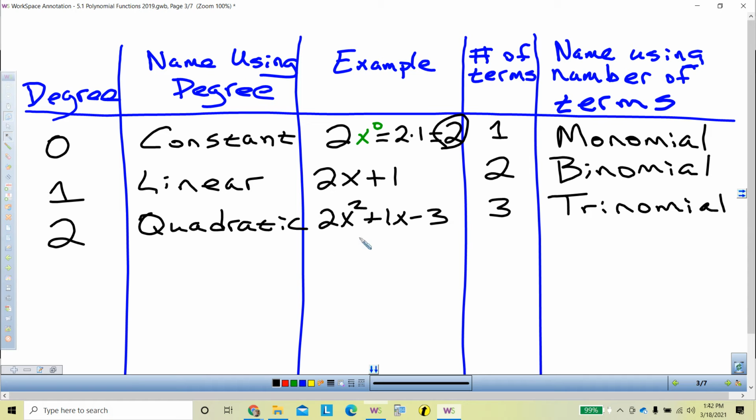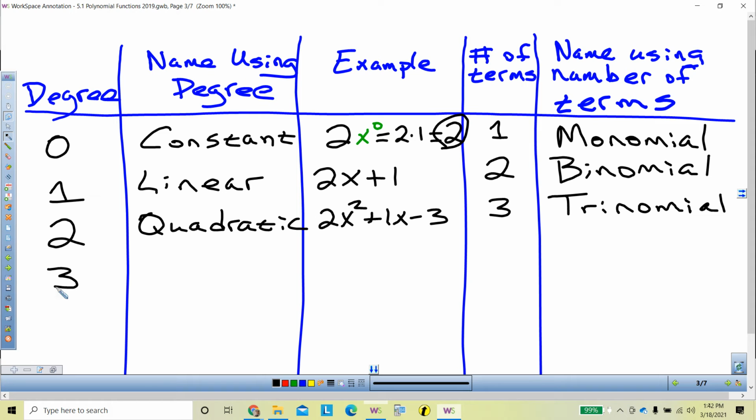So the example I wrote right here would be called a quadratic. You always say this one first, and the number of terms named last. So this would be a quadratic trinomial. That's what you've been factoring in the last chapter, completing the square, quadratic formula, all that stuff.